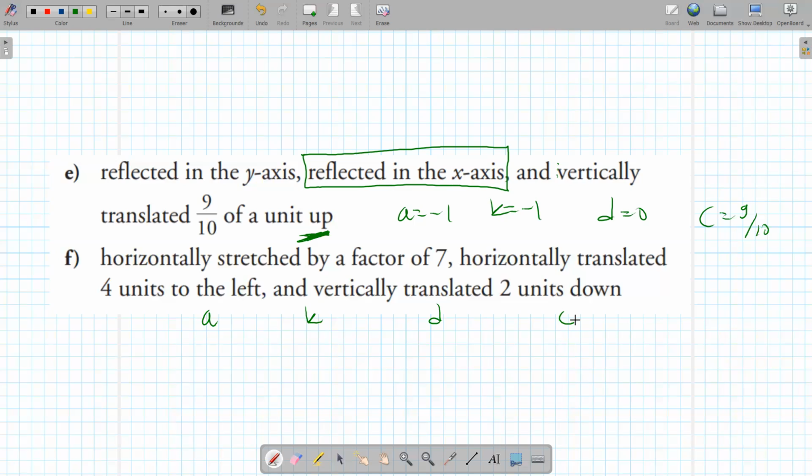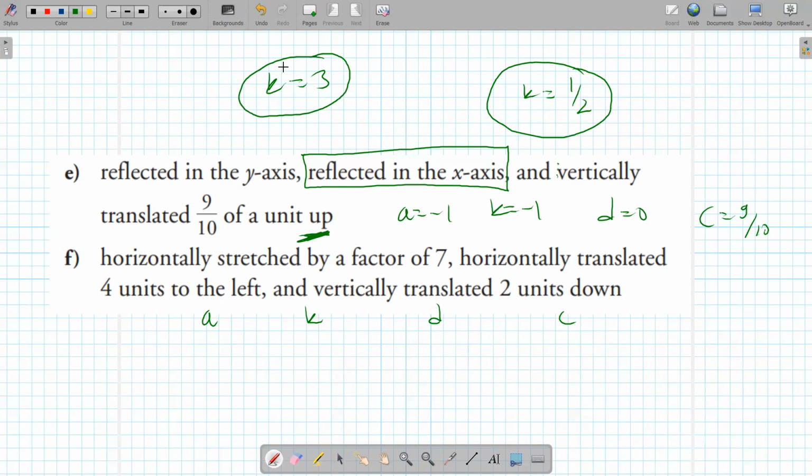K is 7. Now, again, remember, K is flip-flop. If K is 7, that's a horizontal compression by a factor of 1/7. Hey, look at this. This is very weird, right? If K is 1/2, this means it's a horizontal stretch by a factor of 2. If K is 3, that's a horizontal compression by a factor of 1/3. K is opposite. So the fact that it says a horizontal stretch by a factor of 7 means K is 1/7. Because K is flip. K lies, okay? That's a deceiving one.